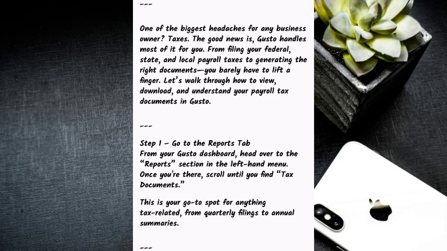Step 1, go to the Reports tab. From your Gusto dashboard, head over to the Reports section that's in the left-hand menu. And once you're there, scroll until you find Tax Documents. Now this is your go-to spot for anything tax related, from quarterly filings to annual summaries.